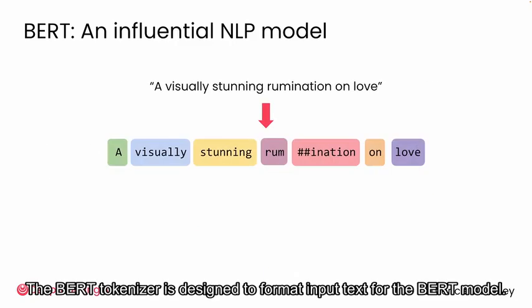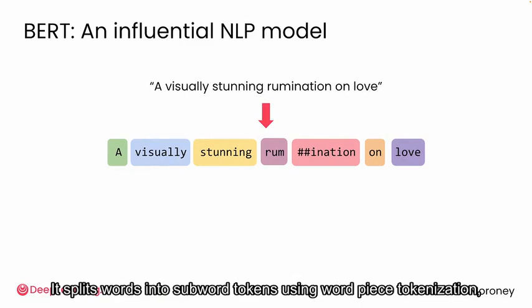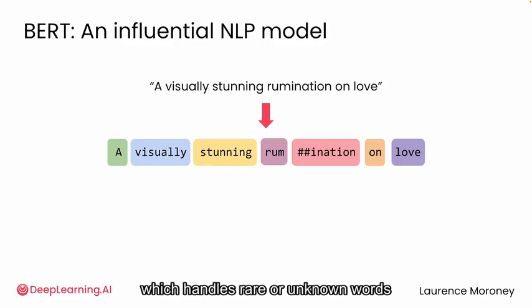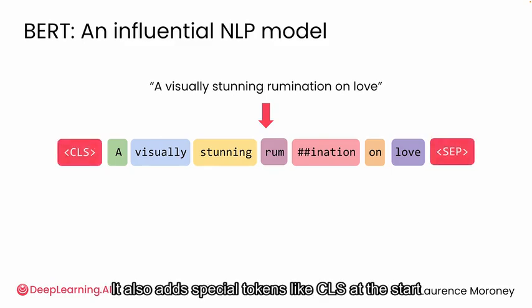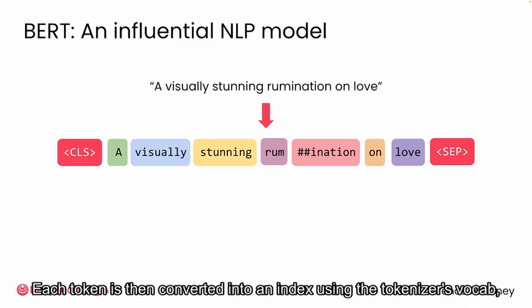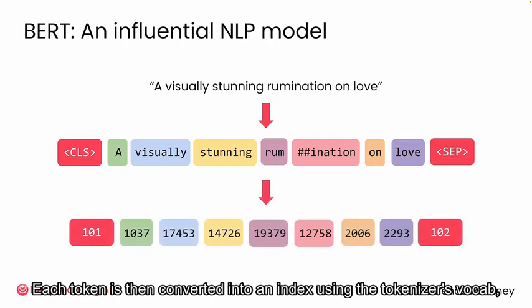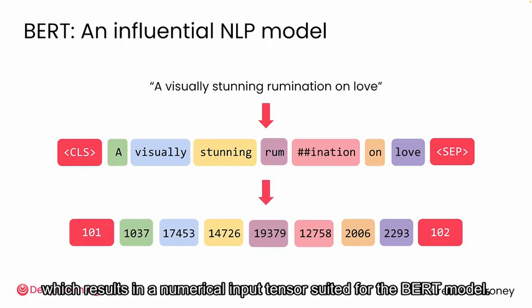The BERT tokenizer is designed to format input text for the BERT model. It splits words into subword tokens using WordPiece tokenization, which handles rare or unknown words by breaking them into smaller, more frequent parts. It also adds special tokens like CLS at the start and SEP at the end of an input sequence. Each token is then converted into an index using the tokenizer's vocab, which results in a numerical input tensor suited for the BERT model.